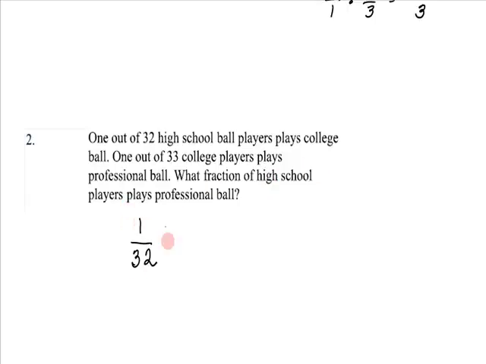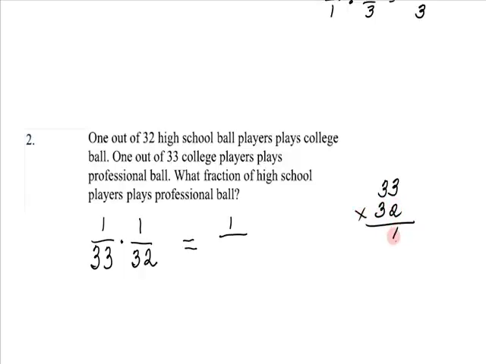So this is your college players that have come from high school. 1 out of 33 of those is going to play professional ball. So it is the product: 1 out of 33 of the 1 out of 32 are going to play professional ball. So I'm going to multiply. 1 times 1 is 1. The denominator, I'm going to go off to the side. I have 33 times 32.